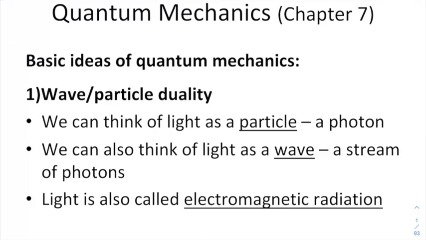So what we're going to see is that light, we can break it down to little particles that we call photons. But those photons move in space as a wave, and that's why we can think of light as a particle or a wave. And again, the wave is just a stream of those tiny particles. And light can also be thought of as electromagnetic radiation.